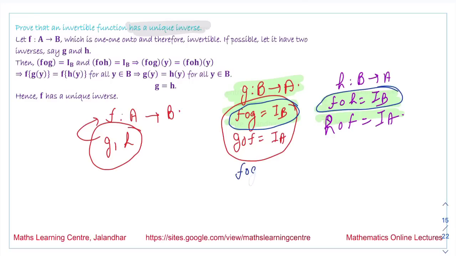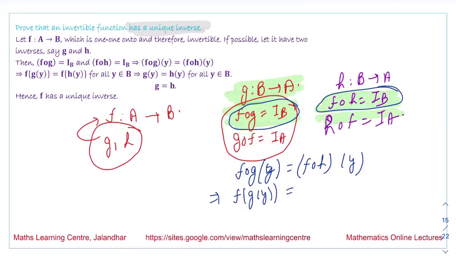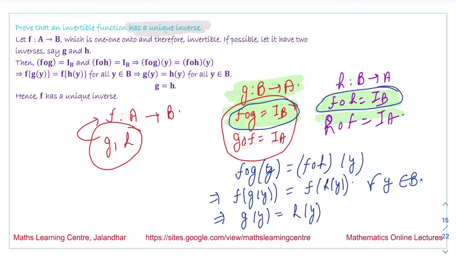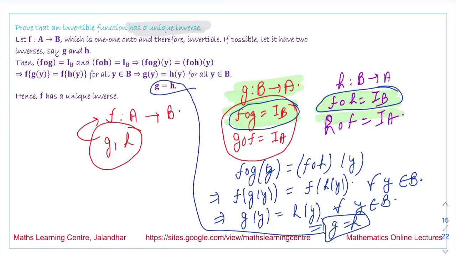So what we get is that fog of y is equal to foh of y. Now this implies that f of g of y is equal to f of h of y, and this holds for all y belongs to B. So this gives us g of y is equal to h of y for all y belongs to B, and this gives us g is equal to h, that is, both these functions g and h are equal to each other. So what we have considered?